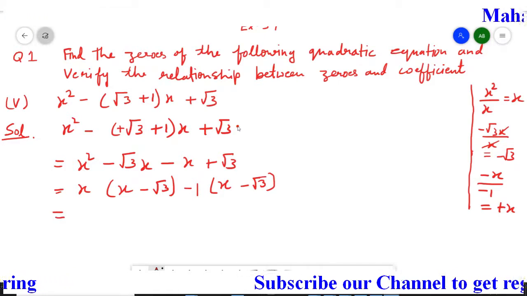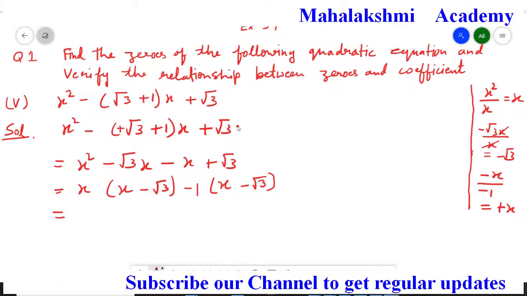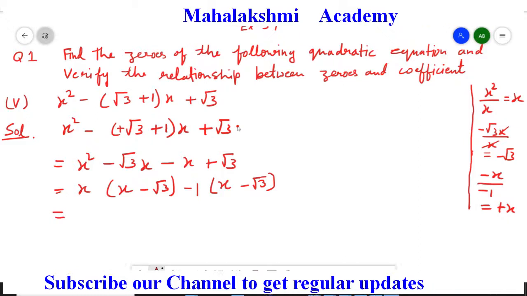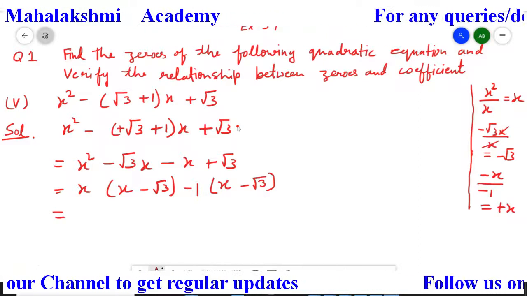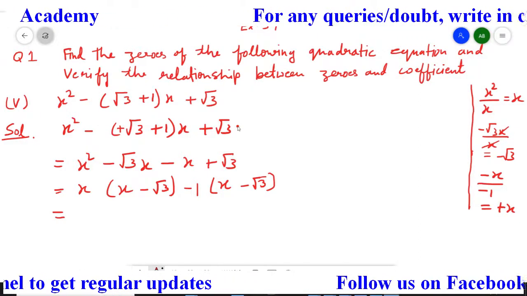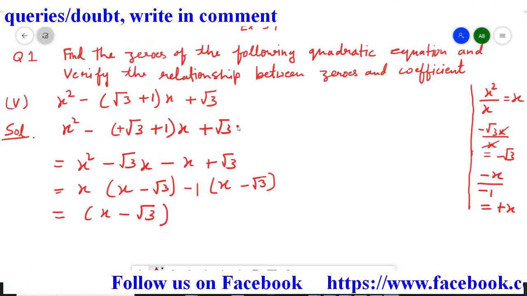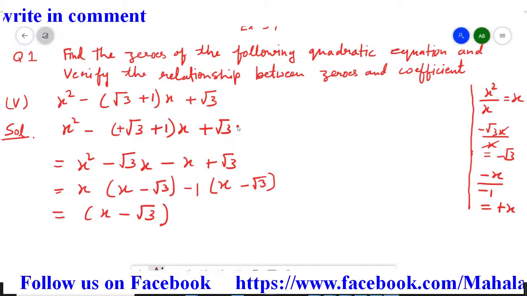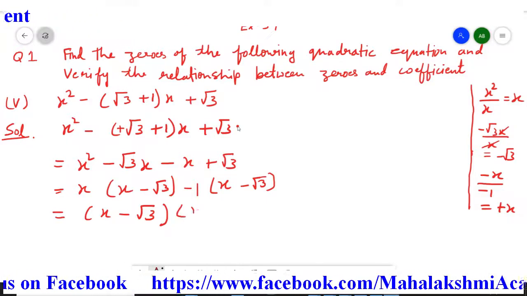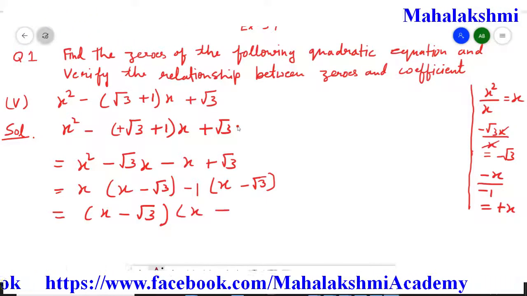Now you can see that both the brackets are same. So from the first term and from the second term, since this bracket is same, take x minus root 3 common. So when you take this bracket outside, from here only x remains, and from here you are left with minus 1.